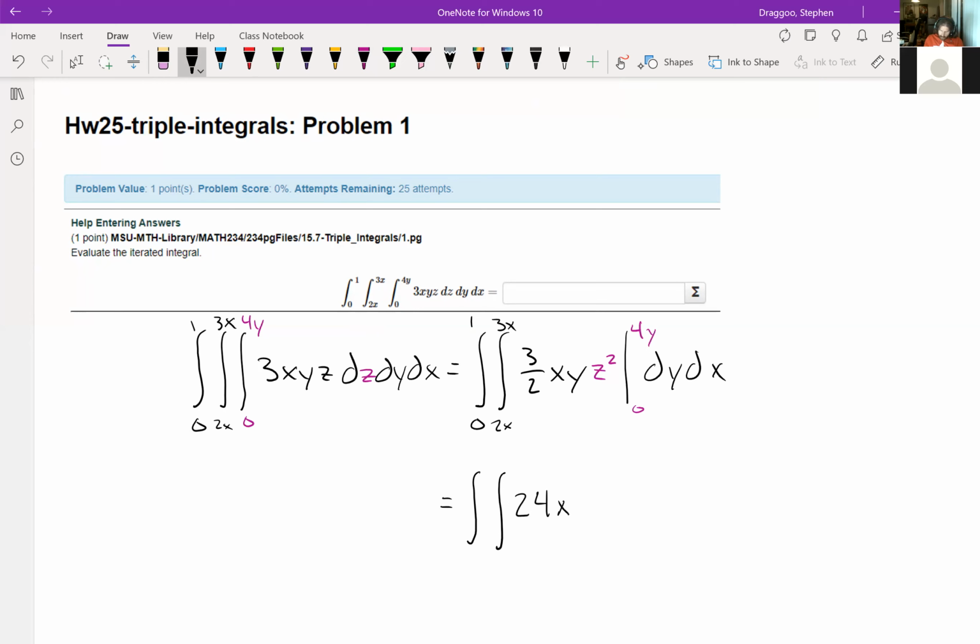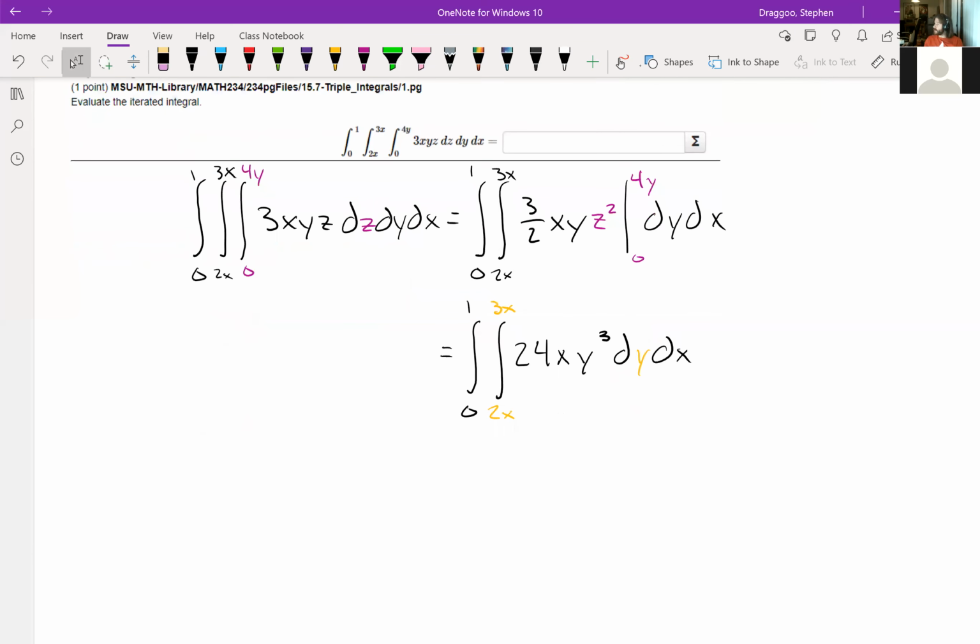So 24xy squared times y cubed, dy and then dx. dy goes from 2x to 3x, x from 0 to 1. So what do we get next? Integral 0 to 1, 24 over 4 times x, y to the 4th, integrating this guy from 2x up to 3x, still with dx in there.